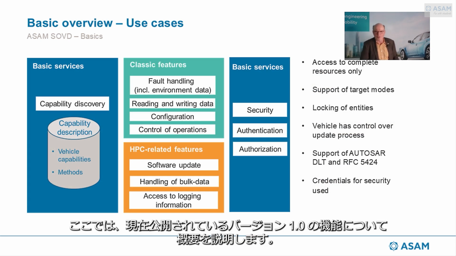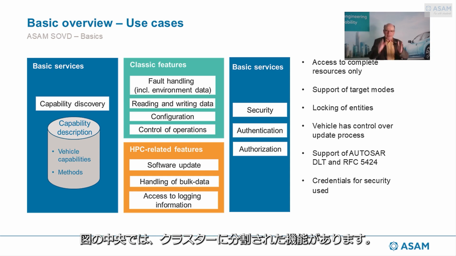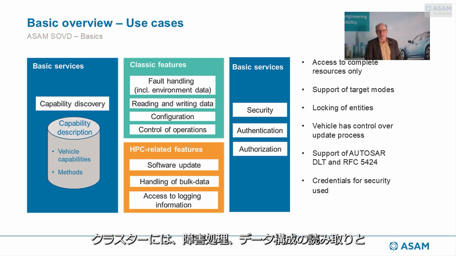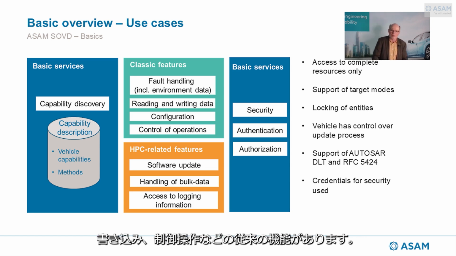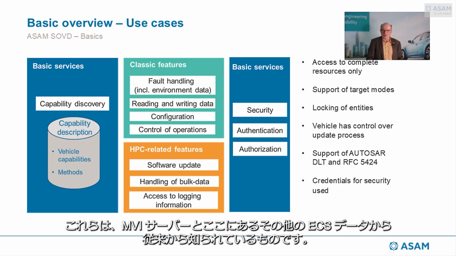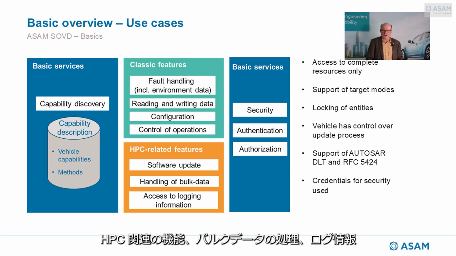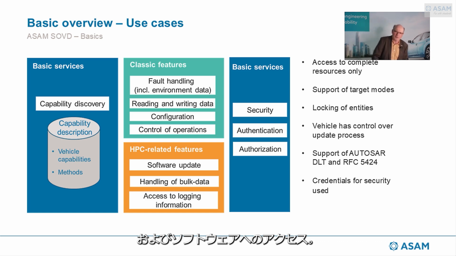Here we have an overview about the functionality of the version 1.0, which is now public available. In the middle area, you have the functionality separated in two clusters. One cluster is the classic features like fault handling, reading and writing of data, configuration and control operations. This you know from the past, from the MVCI server and the ODX data. New is here the HPC-related features, handling of bulk data, access to logging information, and software update.